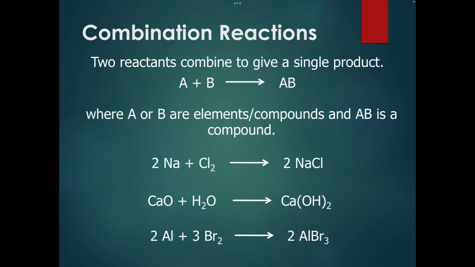So here's some examples. So in the first one, we have 2 elements. Remember that sodium is by itself because it's not a diatomic molecule. But chlorine is a diatomic molecule, that's why it has this 2. But we recognize this as a combination reaction because we have 2 elements reacting to form a compound. In the next example, we have 2 compounds, and they react together to form a new compound. But again, it's 2 individual pieces that are making just one piece. So that's how we're going to recognize a combination reaction. 2 individual pieces make one piece.